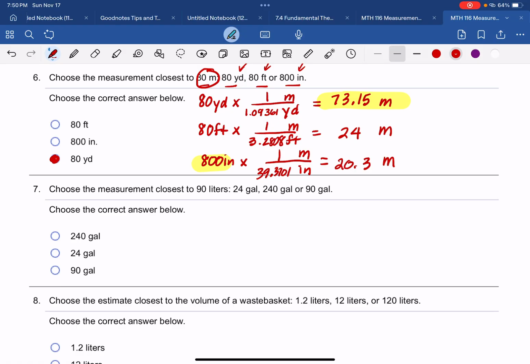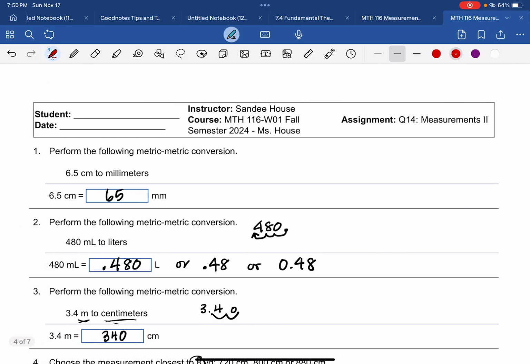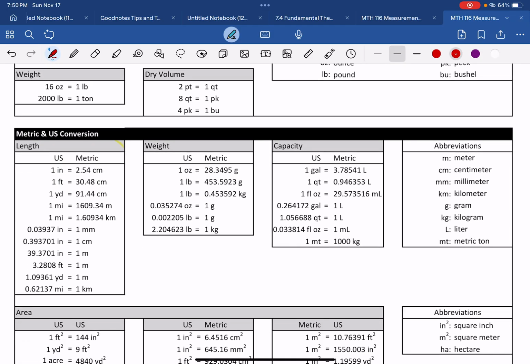Number 7, what is closest to 90 liters? 24 gallons, 240 gallons, or 90 gallons? So let's just change our liters to gallons since these are all alike, and we can just go from there. So 90 liters times, now remember, liters on bottom, gallons on top. So I go over to my capacity, and I see liters to gallons is 1 liter is 0.264172 gallons. Now you know why you don't have to memorize these. It would be impossible. So you always just go to your chart and look it up.